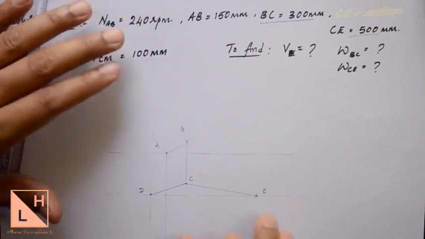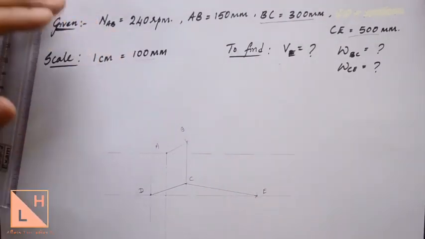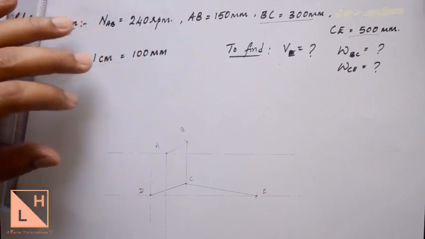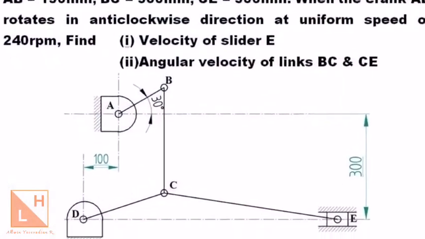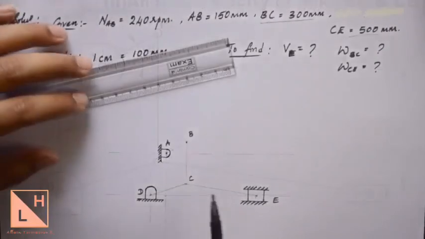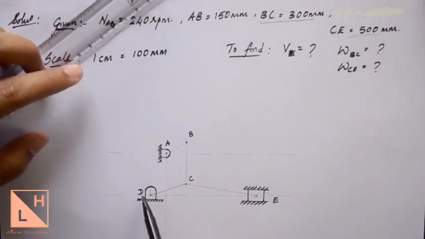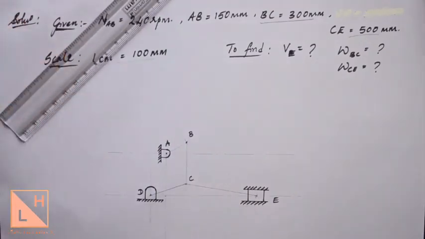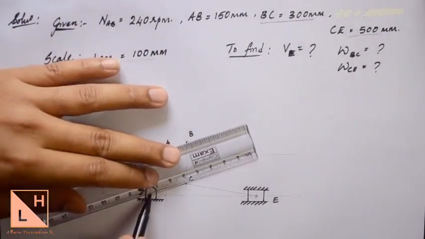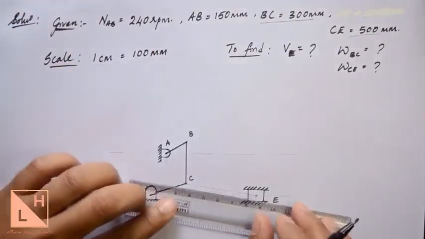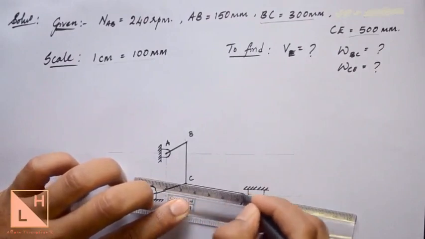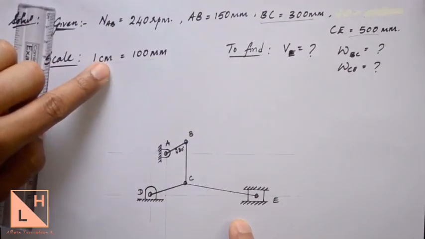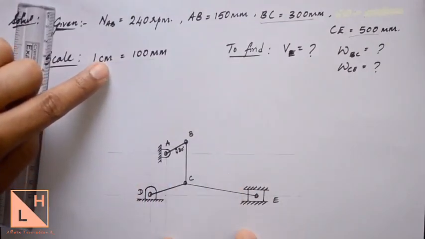Now what we see here is only a skeleton of the mechanism. We'll identify the fixed links and the slider from the given question and draw accordingly. So we have A as a fixed link, D as a fixed link, and E as the slider. We are done with that. Let us darken the links that we have drawn as well. This is the given mechanism to the scale that we have taken, and we complete the mechanism drawing.